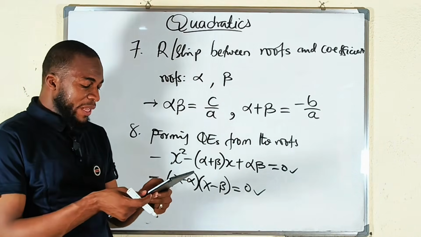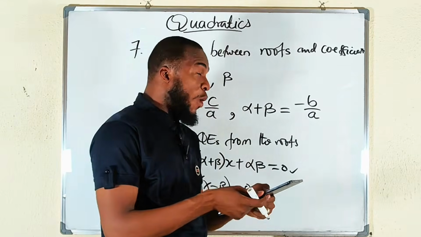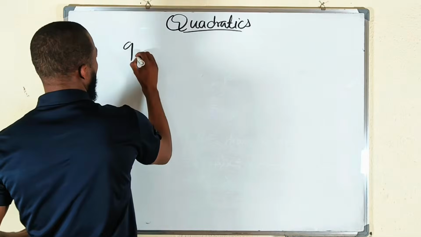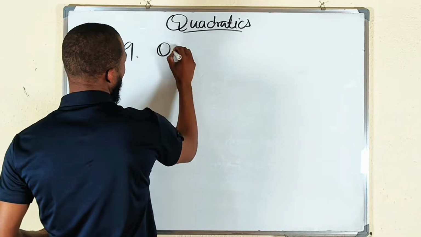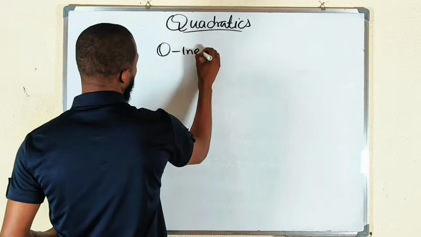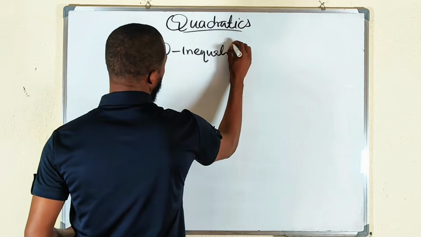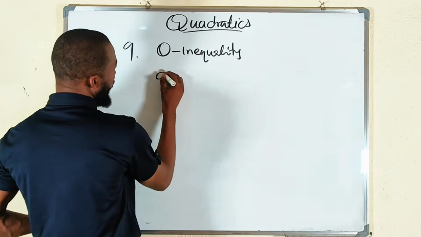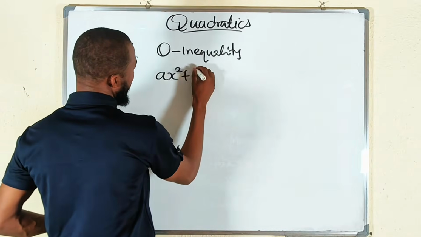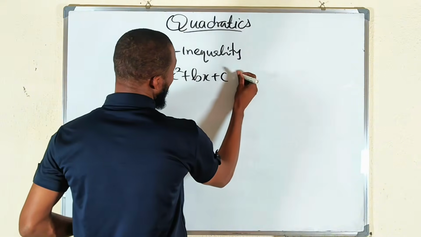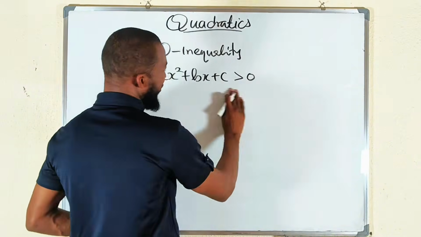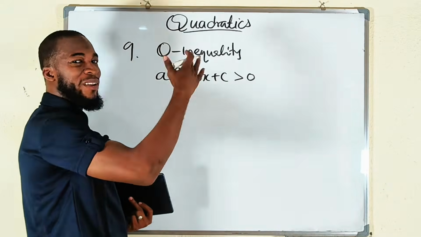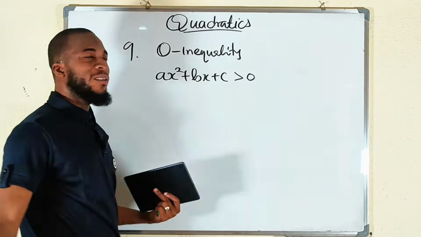Another thing your students should learn under quadratics is quadratic inequality. Very important. You may see a quadratic in the form of ax squared plus bx plus c, and instead of equal to 0, you see greater than 0. This is an inequality. Or you may see less than 0, or less than or equal to 0, or greater than or equal to 0. So how do you solve these quadratics?